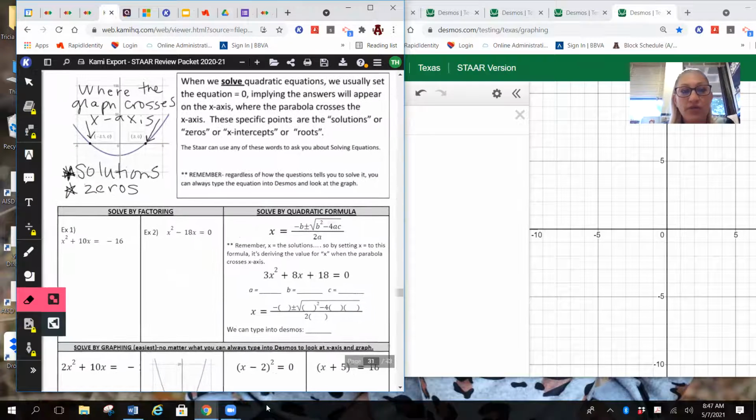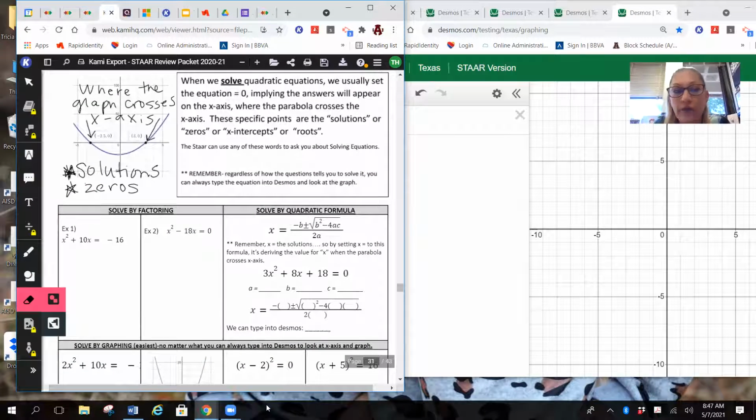When we solve, we want to look on the graph where the parabola / quadratic crosses the x-axis. Those are called solutions, zeros, x-intercepts, and roots, but we usually don't use the word root in Algebra 1. The STAAR can use any of those words to represent x-intercepts. Another common word they like to say is solutions.